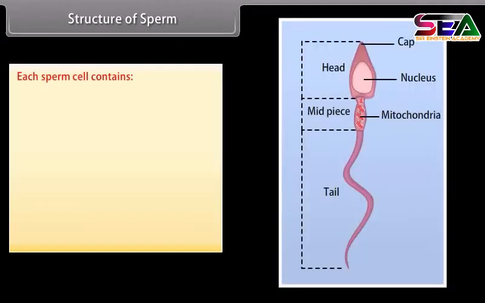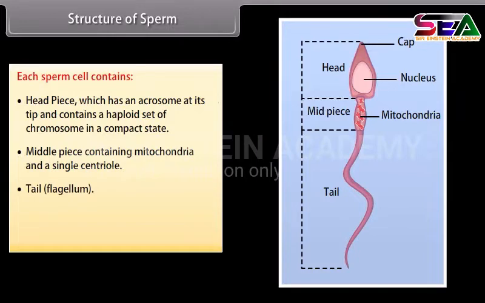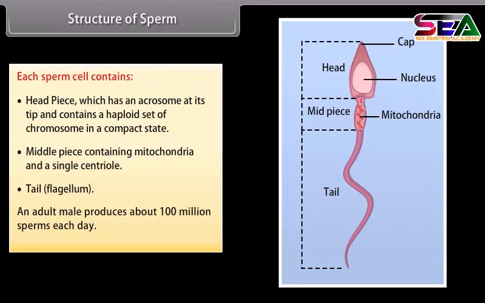Structure of sperm. Each sperm cell contains a headpiece, which has an acrosome at its tip and contains a haploid set of chromosomes in a compact state. Middle piece containing mitochondria and a single centriole. Tail or flagellum. An adult male produces about 100 million sperms each day.